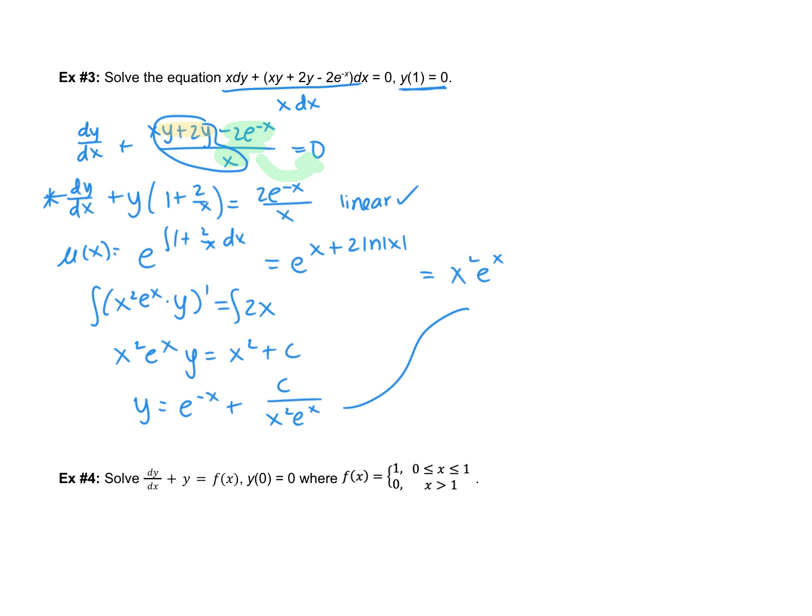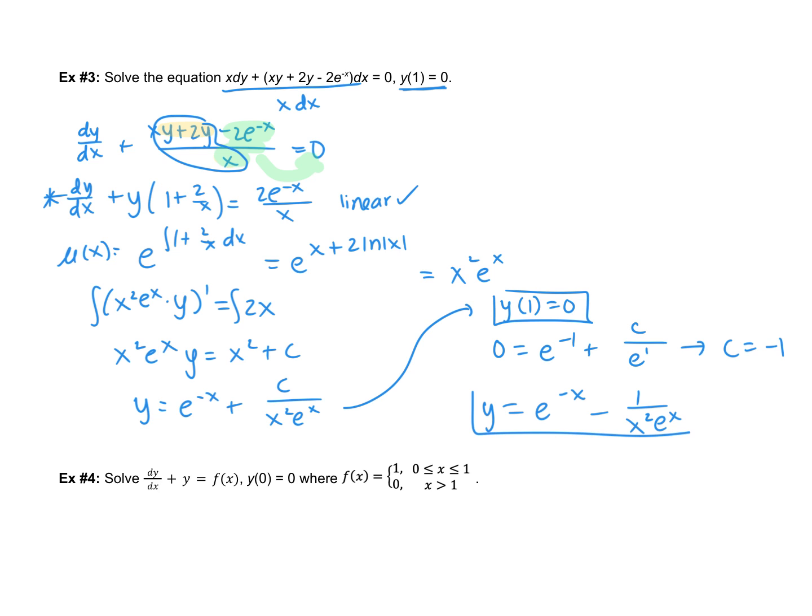Now going to that initial condition, y(1) = 0, we get 0 equals e^(-1) + c over e^1, which gives us c equals negative 1. So our solution then is y equals e^(-x) - 1 over x squared e^x.